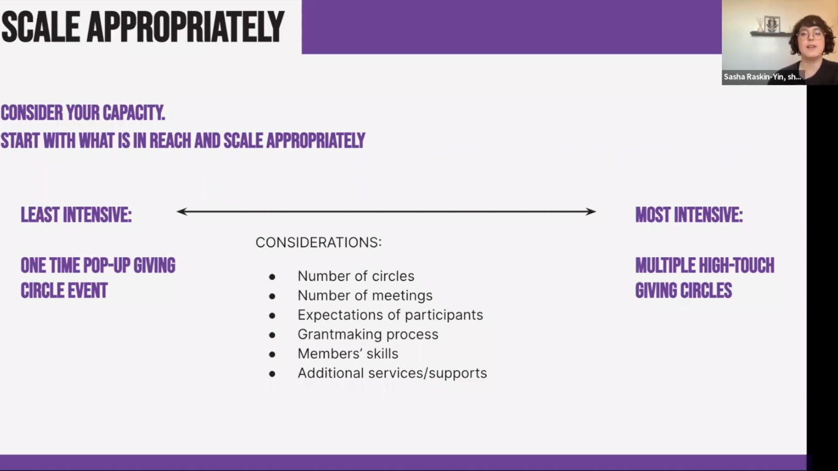While giving circles can look like anything from a one-time event to a network of intensive giving circles, again, we recommend starting with one giving circle, and then you can adjust the demands on your time by considering the number of meetings, the complexity of your grant-making process, who else can hold some of the responsibilities, whether that's facilitation, recruitment, or communication. And if you're interested in other models, Amplifier has a series of resources for you as well. For example, if you're interested in a one-time giving circle experience, which we call a pop-up giving circle, you can download our off-the-shelf facilitation guide on the resource section of our website.